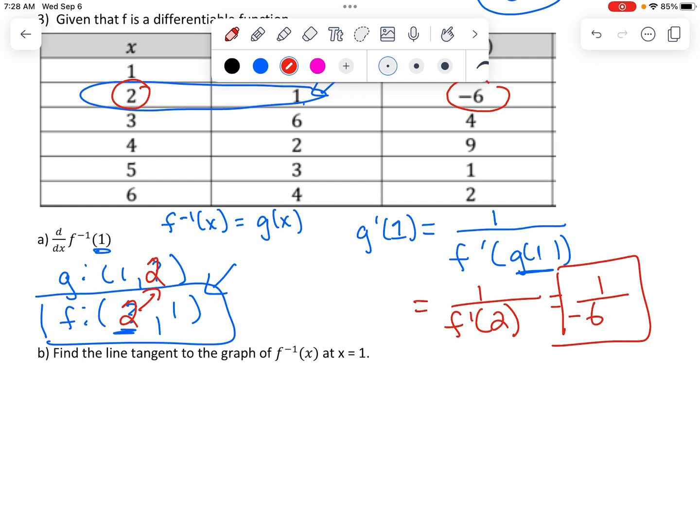Okay, and then the last thing we're going to do here is now let's write the equation of the tangent line. What do we need to write the equation of the tangent line? We need a slope and a point. So I want to know what happens at x equals 1 on the inverse.